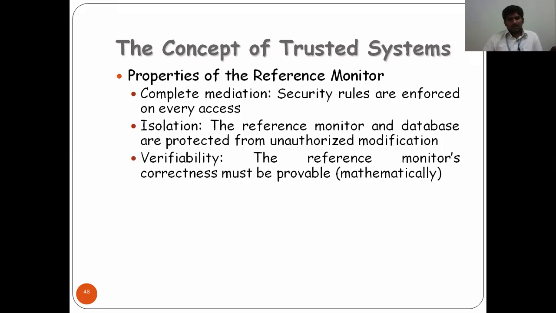Then another one is isolation: the reference monitor and database are protected from unauthorized modification. Then verifiability: the reference monitor's correctness must be provable mathematically. So some mathematical operations are provided. How is it going to be verified? Maybe we use a message digest, MAC or MDC, message authentication for our message, or any mathematical operations we can perform. By that we can verify that particular access.